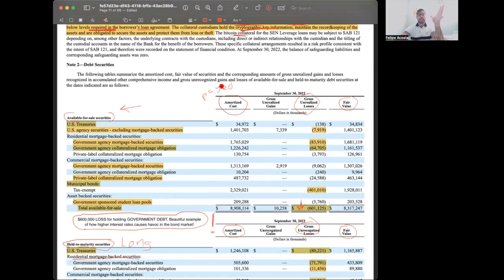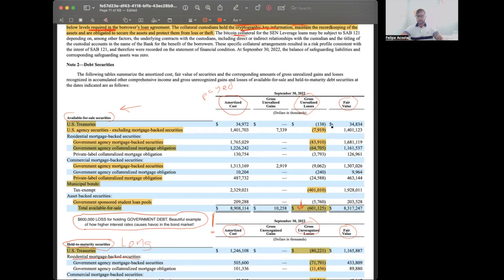so forth, right? This is a bank, right? And they hold a lot of assets. That's how a bank makes money. So available for sale securities, amortized cost is the price they've paid for said security. And this is as of September 30, 2022. And gross unrealized loss is what they have lost on that asset.